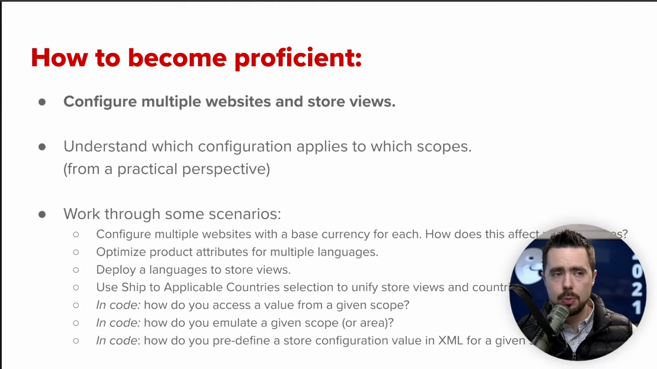How does this affect product prices? I think we had a good conversation about this and a couple of pitfalls that you can run into with modifying these for creating this and modifying their prices. So let's take a look at the next one. Optimize product attributes for multiple languages.